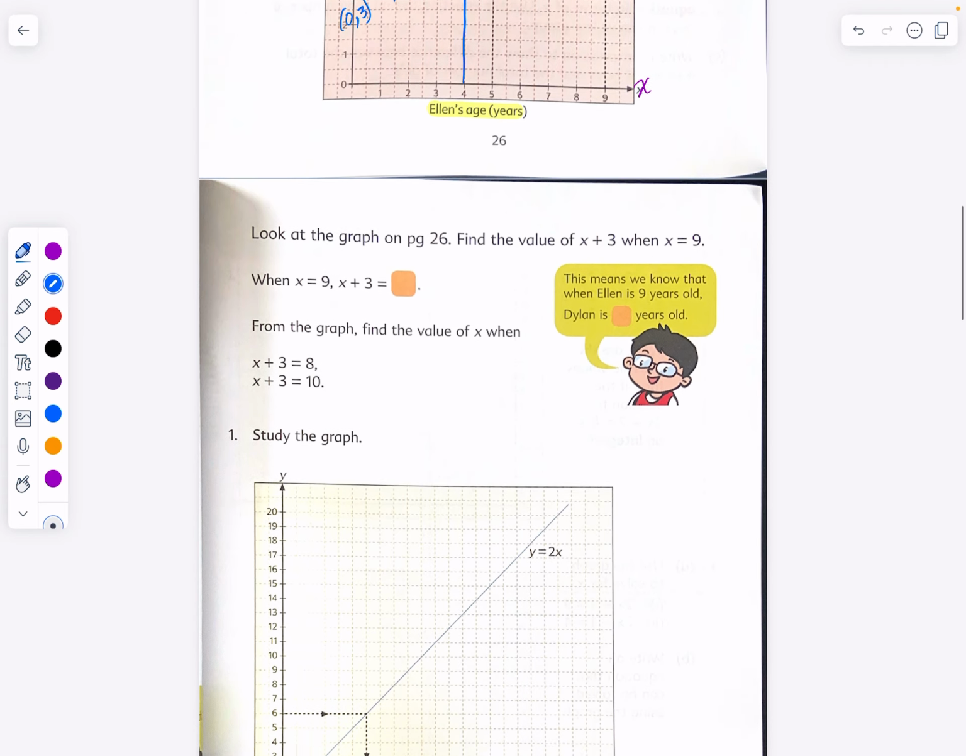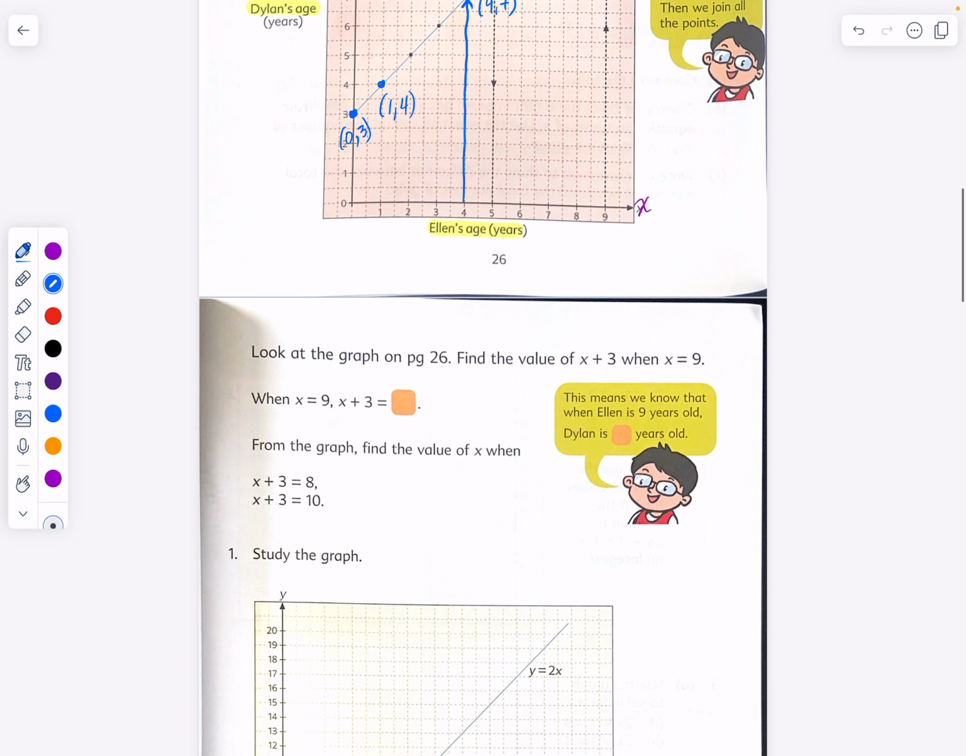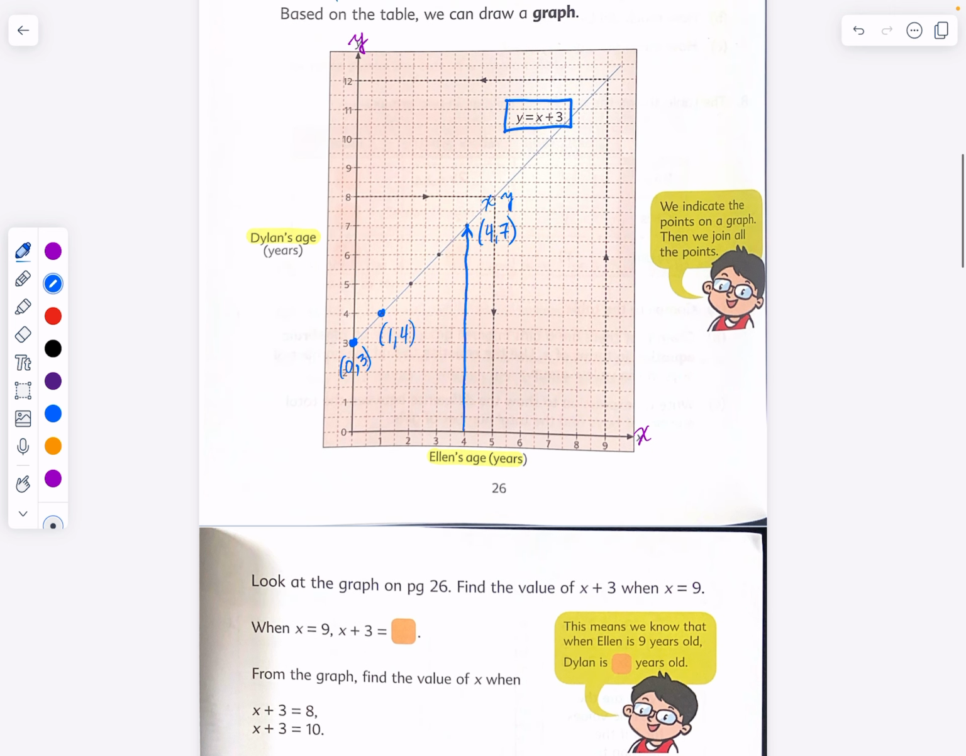Let's take a look and answer some questions. When Ellen is 9, when x equals 9, how old is Dylan? Well, step 1, let's go up to the graph until we hit the graph. And then let's turn left and see. Using the graph, we've determined that Dylan will be 12. Of course, we could identify this mathematically, 9 plus 3, but we're practicing using the graph to find the solutions.